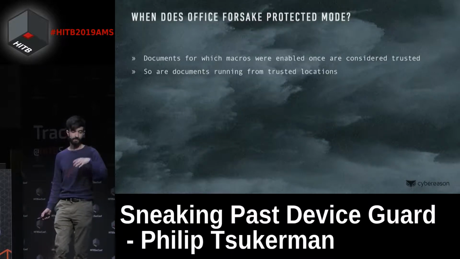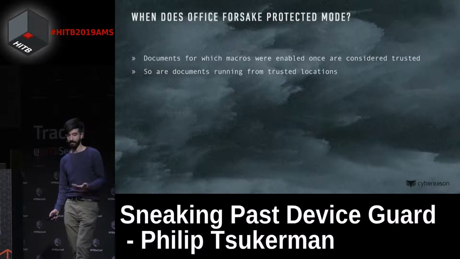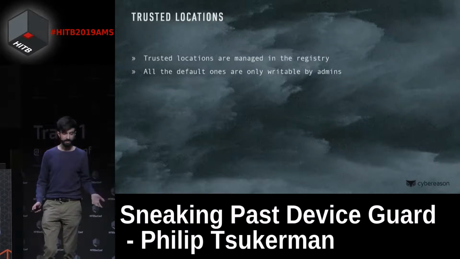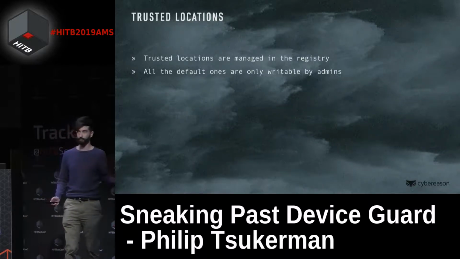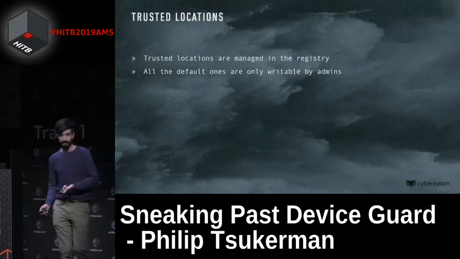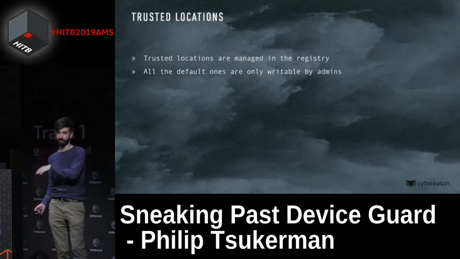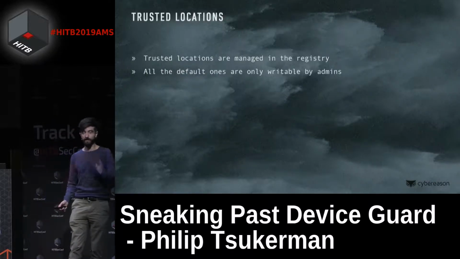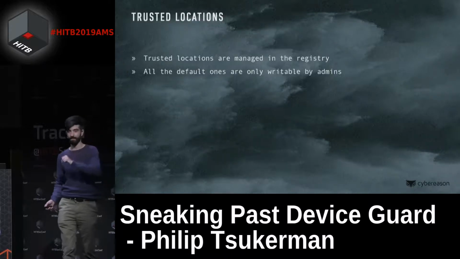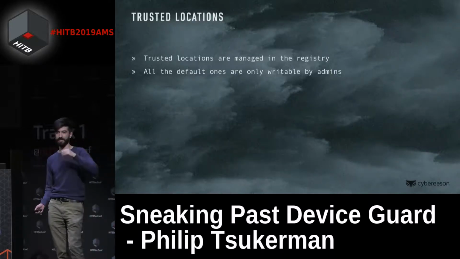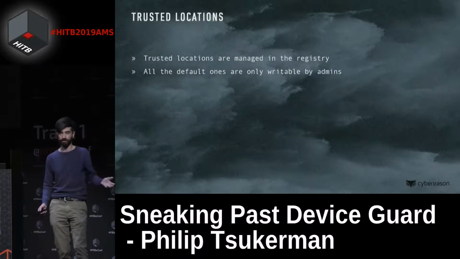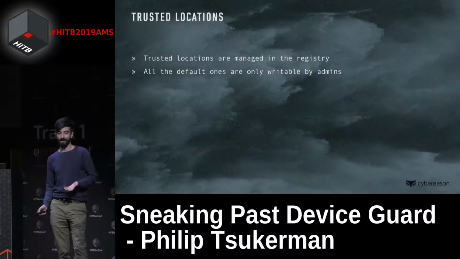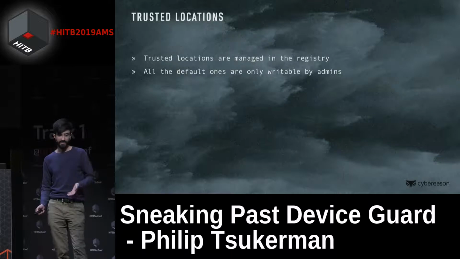The other category is documents running from trusted locations, which is the category I'm going to abuse here. So what are trusted locations? There are basically a bunch of folders that are described in the registry, which tell you everything in this folder is trusted, forget about protected mode, and even if you have macros disabled, macros will run, because disabling macros actually only prevents Windows from creating new trusted stuff. So all of your old trusted stuff will work under disable macros.